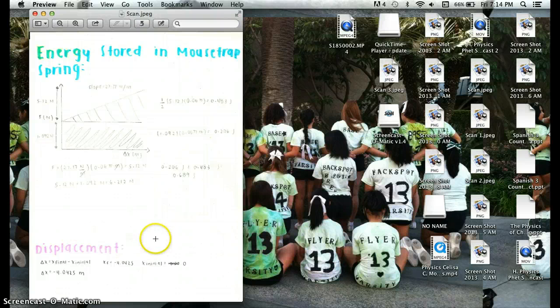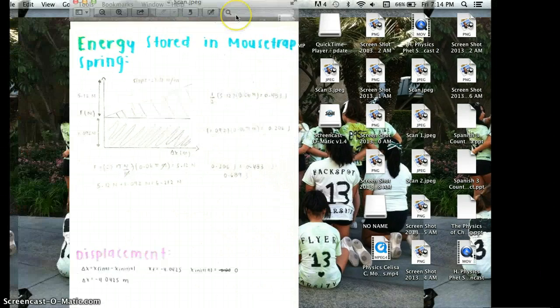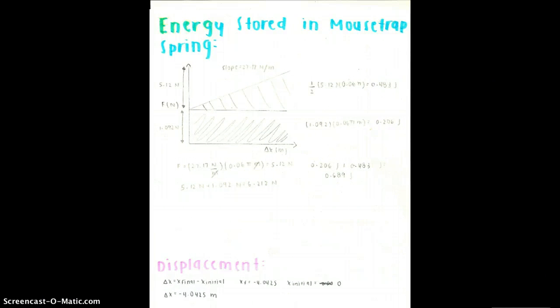Okay, so next we have the displacement of our mousetrap, and displacement is found by x final minus x initial, with x meaning position. So our x final is negative 4.0425, and our x initial is 0. So that means our displacement is negative 4.0425 feet. Sorry, that's supposed to say feet, not meters.